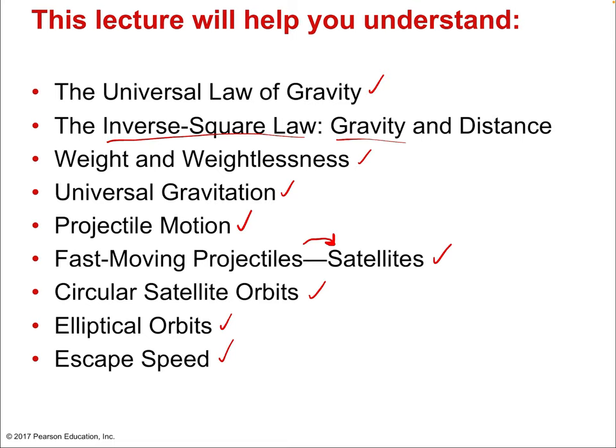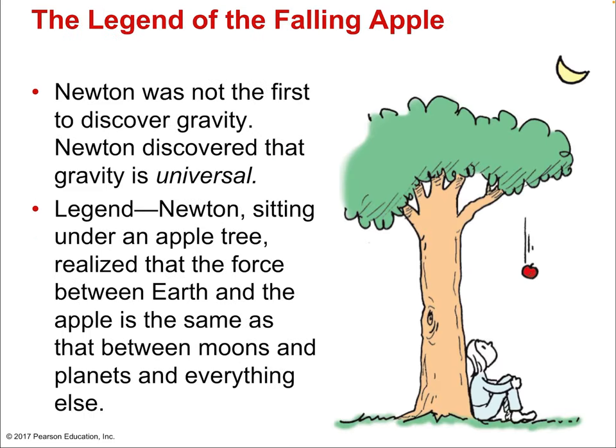So if we want to send a space probe out into deep space past Earth's orbit, maybe past the gas giants like Jupiter and so on, and maybe even leave the solar system, then we have to achieve the escape speed. All right, so let's get into the legend of the falling apple. This is like the legend of the drop off the Leaning Tower of Pisa. Never happened, but it's a great story to illustrate the ideas that were thought of at this time. In this case, in Newton's time.